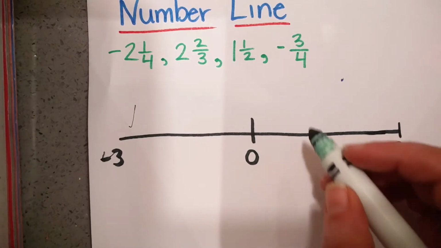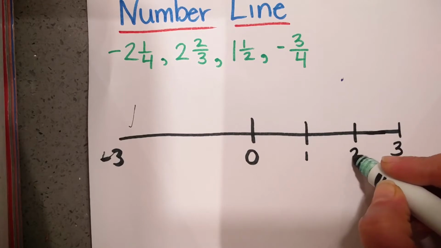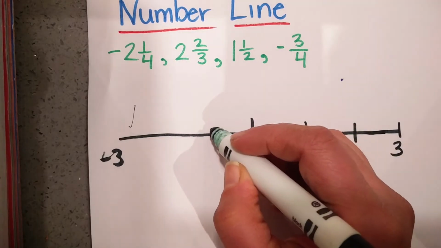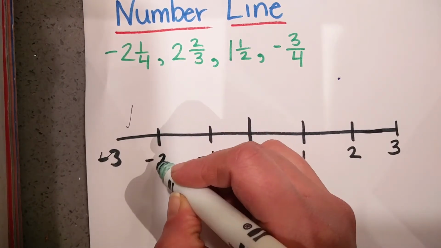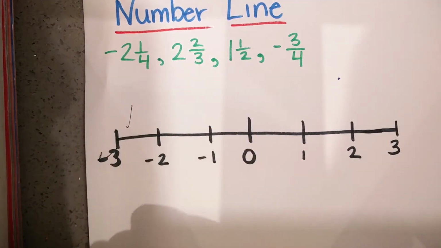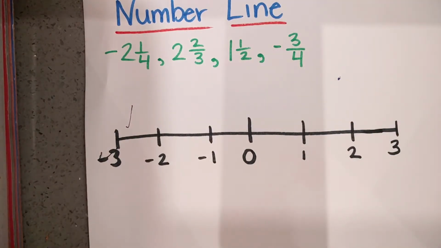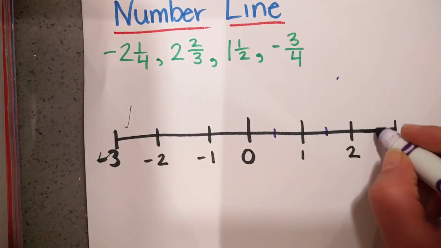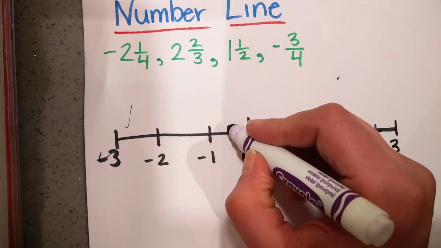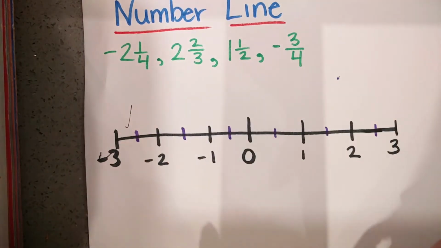I'm going to go ahead and plot the other numbers. Right about here, I'm going to do a 1, and approximately here, I'm going to do a 2. Right over here, I'm going to do a negative 1, and right over here, a negative 2. And then over here, I have negative 3. I'm going to go ahead and plot my half points. So this is about a half. This is about 1 1/2 and 2 1/2. And here I have negative half, negative 1 1/2, and negative 2 1/2.